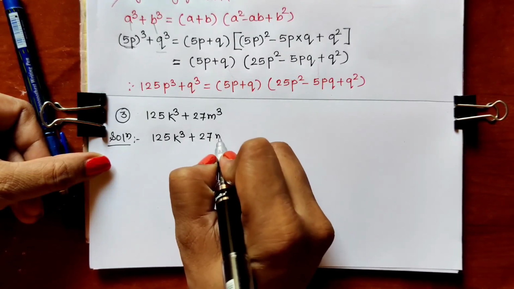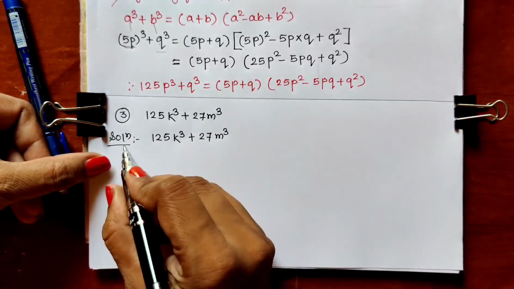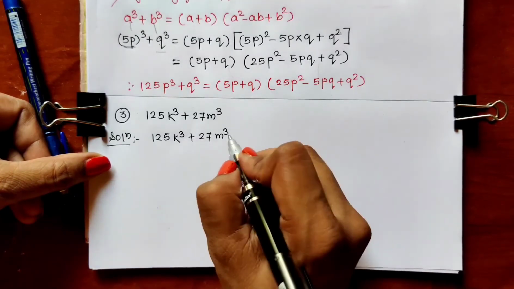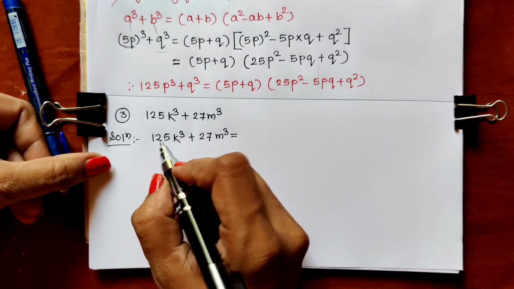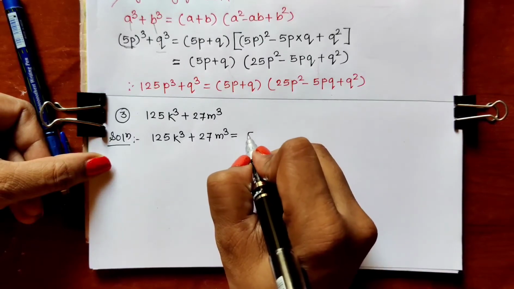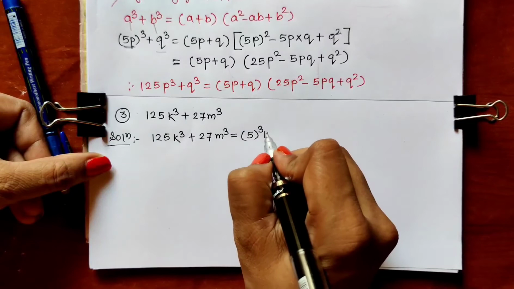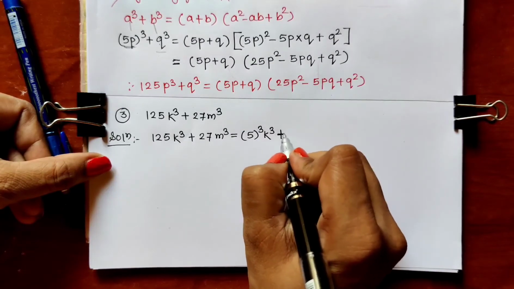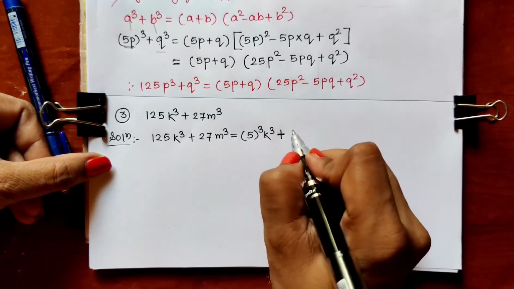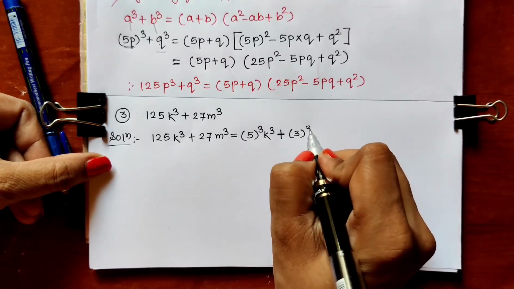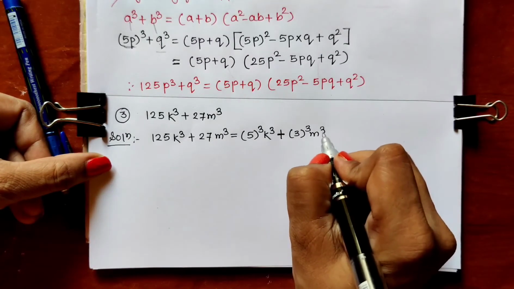In the previous two sums I showed you directly. I didn't write the solution but you have to write the solution. Now convert it. As I have told you, 125 is the cube of 5, so we can write it as 5 cube, and k cube as it is. The plus sign is there in between. Then 27 is the cube of 3, so it can be written as 3 cube and m cube as it is.